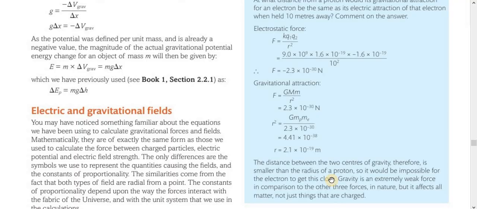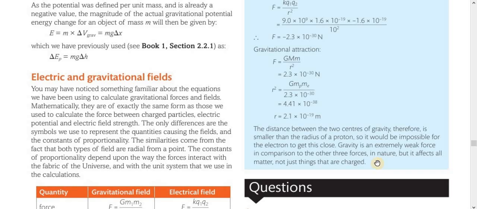The two objects can't come close enough, because we are measuring the distance from the centers of the two. If it's less than the radius, that means it has to go inside the proton, right? Which can't happen. So this shows that the gravitational force is much weaker in comparison to the other forces like the electrostatic force. But it affects all things.